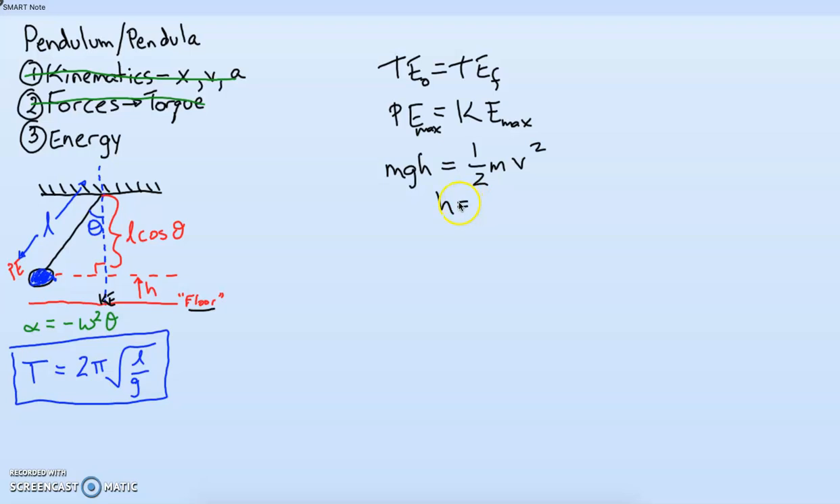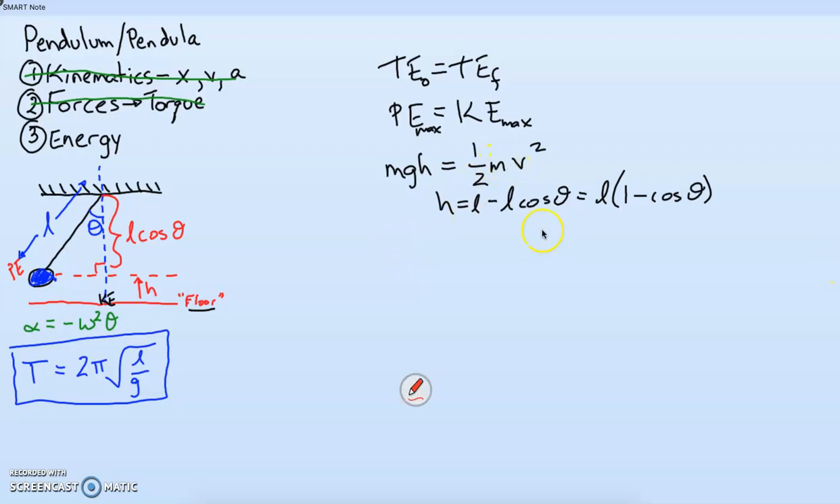So h equals L minus L cosine theta, and we can factor out the L to put it in one spot, and then we have 1 minus cosine theta. And then when you plug in any particular theta, you can get more specific for what this expression is.